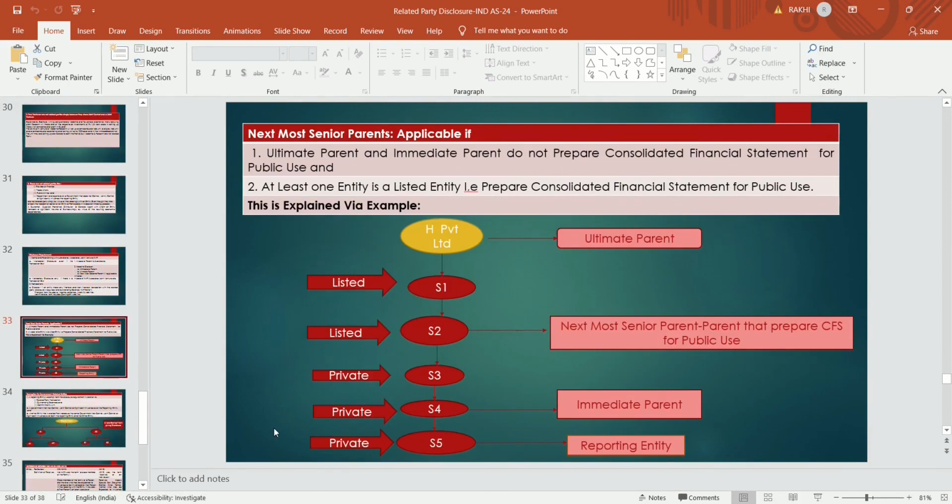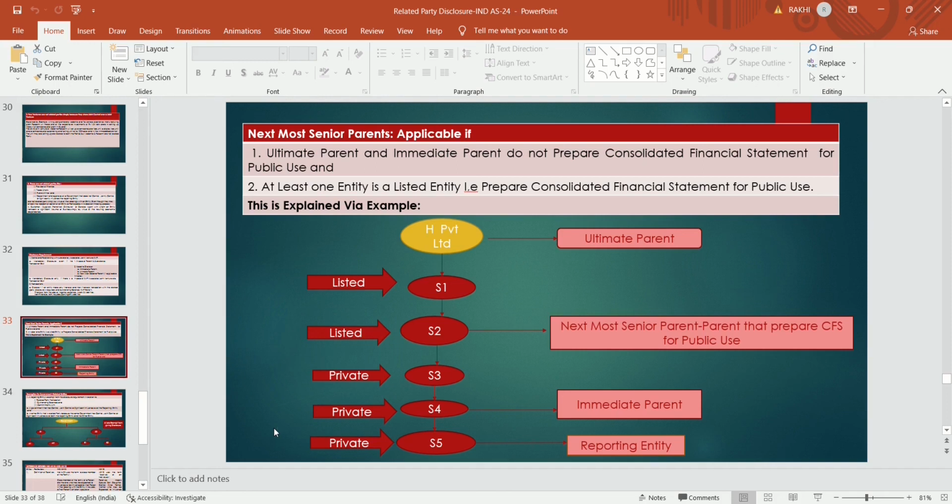Now, what do we mean by the ultimate parent, immediate parent, or the next most senior parent? This is to be explained by example. Suppose H Limited is the holding company, and it has a subsidiary S1, which is a listed company. S1 has a step-down subsidiary S2, S2 has a step-down subsidiary S3, S3 has S4, and S4 has S5. In this way, there are 5 subsidiaries. S1 and S2 are listed, and S3, S4, S5 are not listed; they are private.